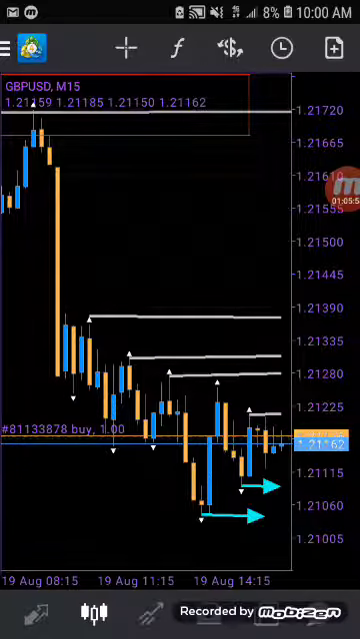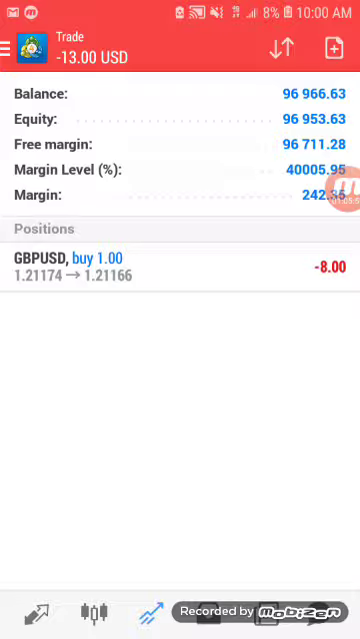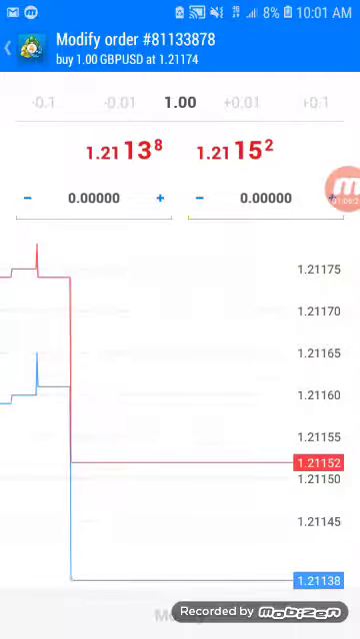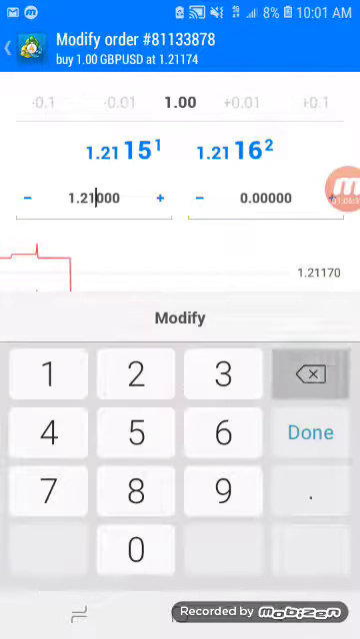See, if you're not willing to sit here and watch it and monitor it, you set your stop loss. Then you go to modify. First, look at where you bought it. I bought it at 2,117, so 117.4. If I bought it, my stop loss should be around, not 117, but what's 10 lower? 107.4. So I should modify the order and put 107.4.